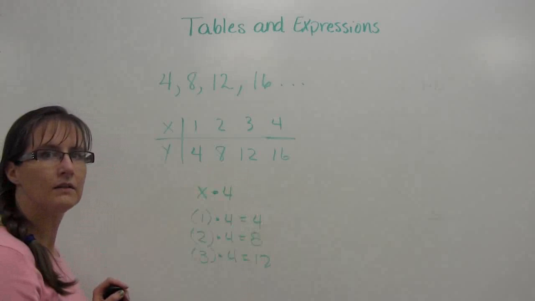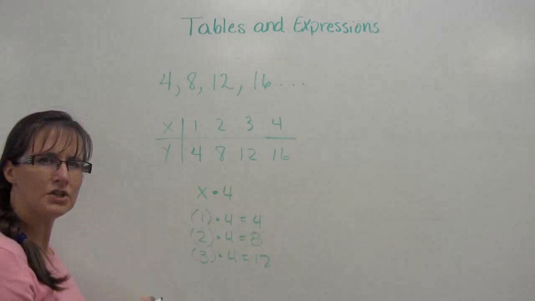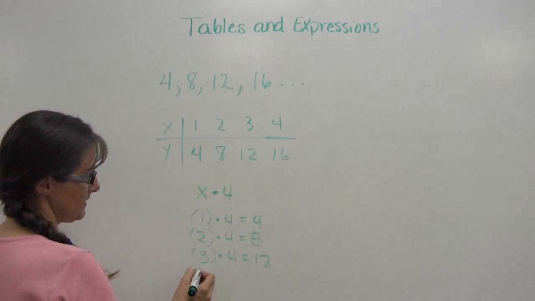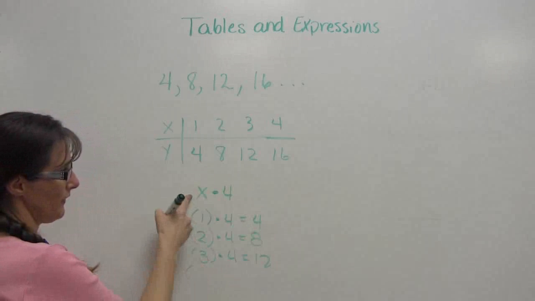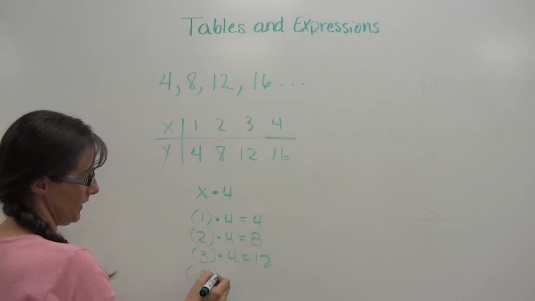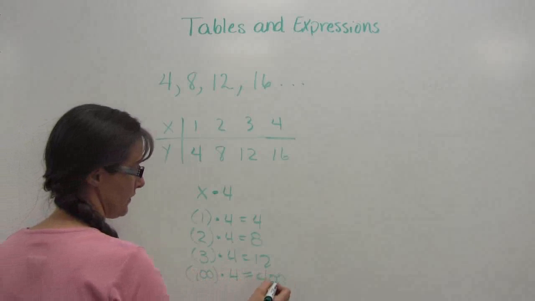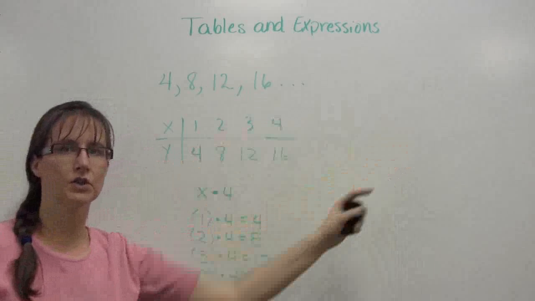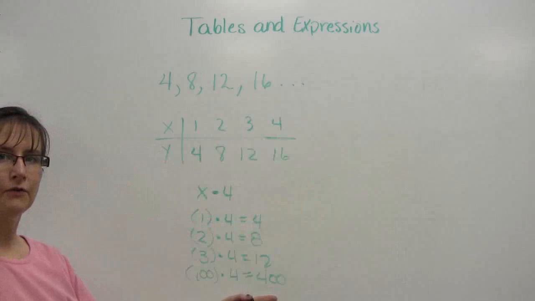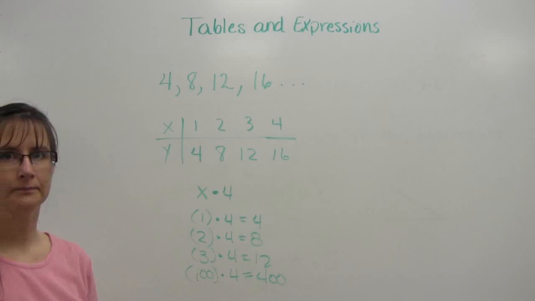That works as well. Well, what if I wanted to know what position 100 was? Instead of putting in a 1, a 2, or a 3 for X, I would put in a 100. 100 times 4 is 400. My 100th term would be 400.